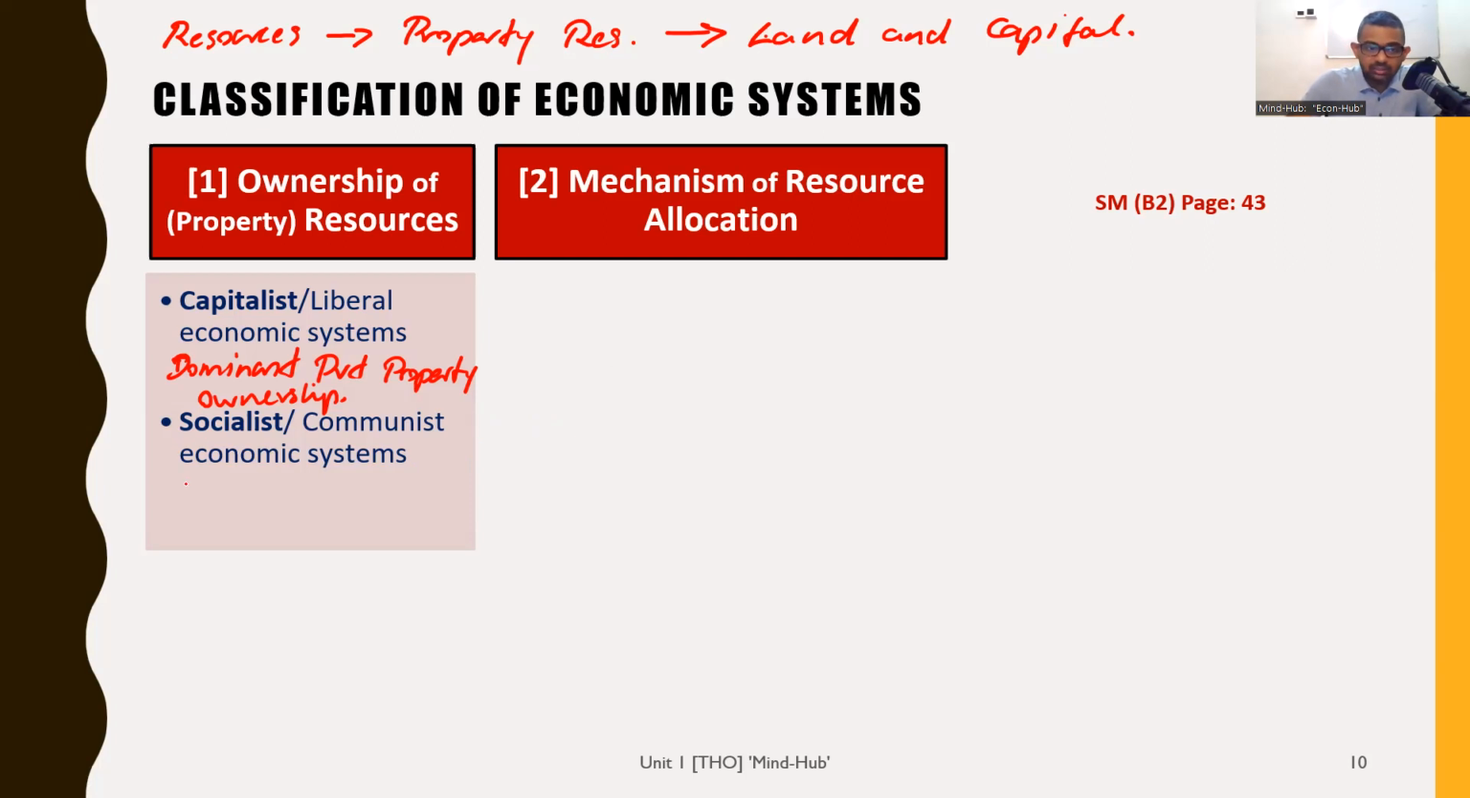Then what about a socialist or communist economic system? Who has the dominant property ownership? Dominant, that is a good word, the majority. Dominant, public. Very good. Public, or sometimes we say state. You can say government also. State, public, these are common terms we use for the government.